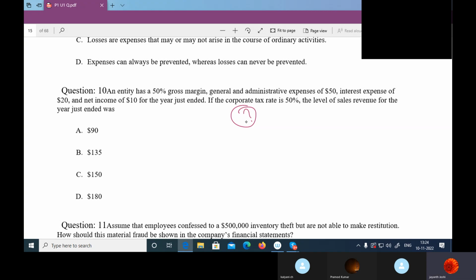So what are they asking? An entity has 50% gross margin. Administrative expenses of $50. Interest expense $20. Net income, what you get after removing all the expenses from revenue or sales, is $10. The corporate tax rate, meaning the tax the company should pay, is 50%. They are asking you what would have been the sales revenue for the year just ended.